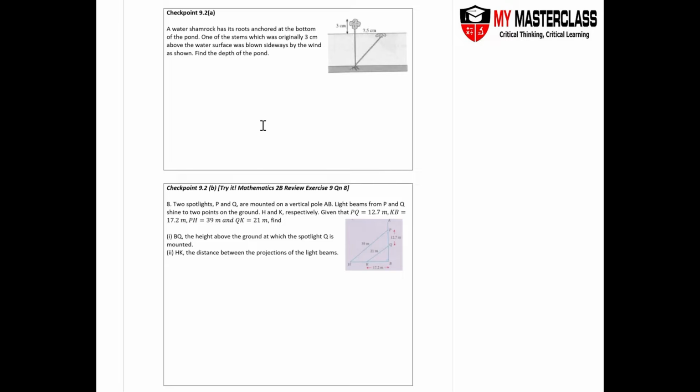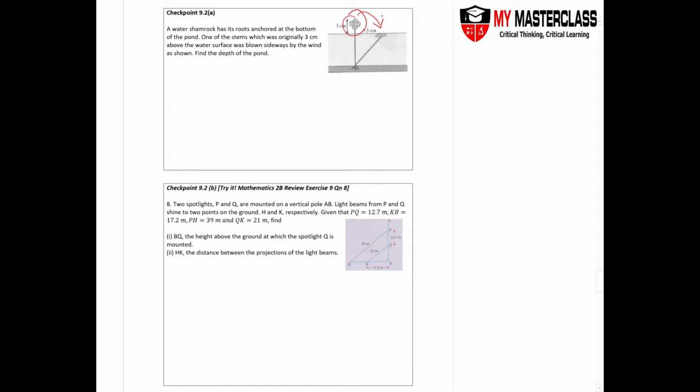Now in the chapter of Pythagoras Theorem, let's take a look at checkpoint 9.2 part A. A water shamrock has its roots anchored at the bottom of the pond, and one of the stems that was originally 3 above the water surface was blown sideways. So you see this particular water shamrock just turned this way. Then they ask you to find the depth of the pond.